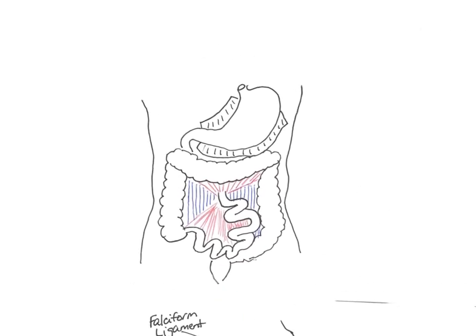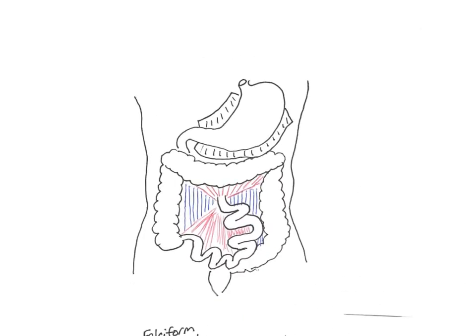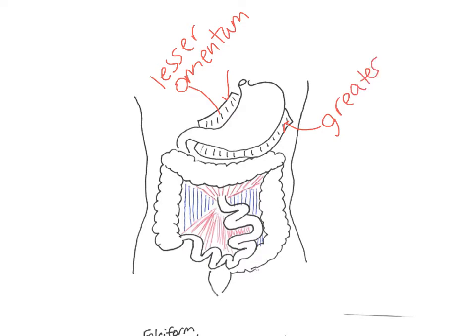Okay, so here's a drawing that you can print out if you want to. This right here is the lesser omentum. It's the mesentery that's connecting the stomach to the liver, holding that stomach in place, and it's been cut, so you can see the edge of it. This right here is the greater omentum. It's hanging down from the inferior edge of the stomach, and it's called the greater omentum.